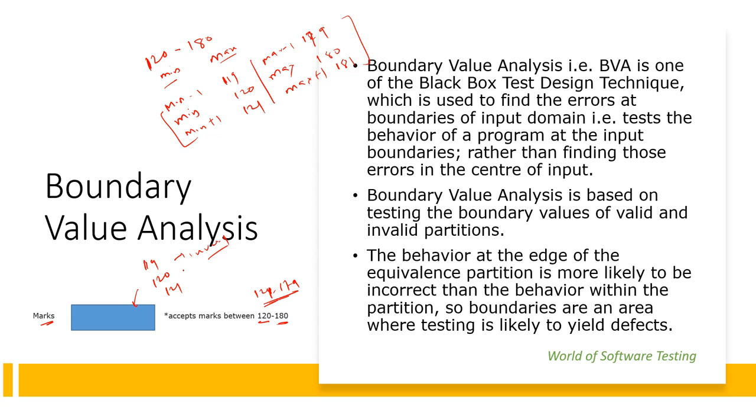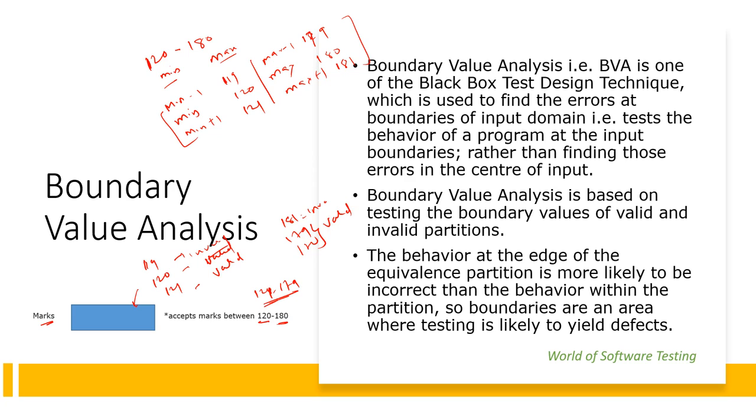Then 120 can get accepted here, this is a valid one. Then 121 again will be a valid one. For the maximum range, if you try to enter 181, that should be invalid, and then 179 and 180 should get accepted. So these should be valid values.